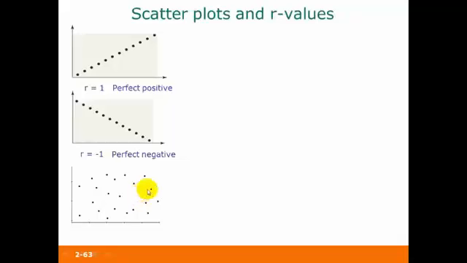Now in this scatter plot, there is no relationship at all. So the R value for this would actually be 0. So if the R value is 0 or close to 0, then we just say there's no relationship.